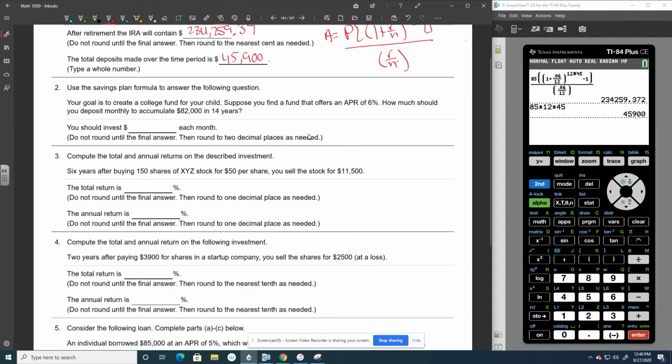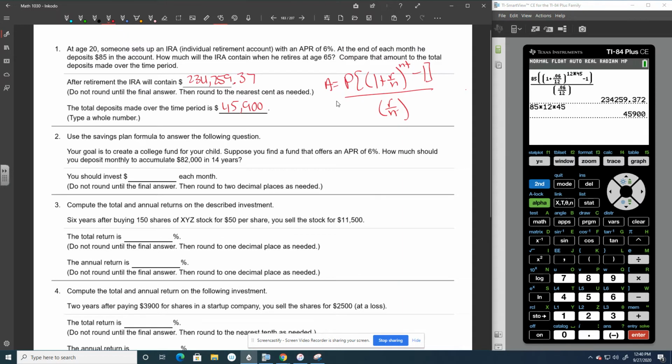Number 2, use the saving plans formula. Your goal is to create a college fund for your kids. Suppose you have a fund with a 6% APR. How much do you need to deposit so that you can have $82,000 in 14 years? So we're basically using the same formula, but this time we are looking for P. And so remember, all of this gets moved to the other side, and it gives us a different formula where we're finding the payment instead of the total amount.